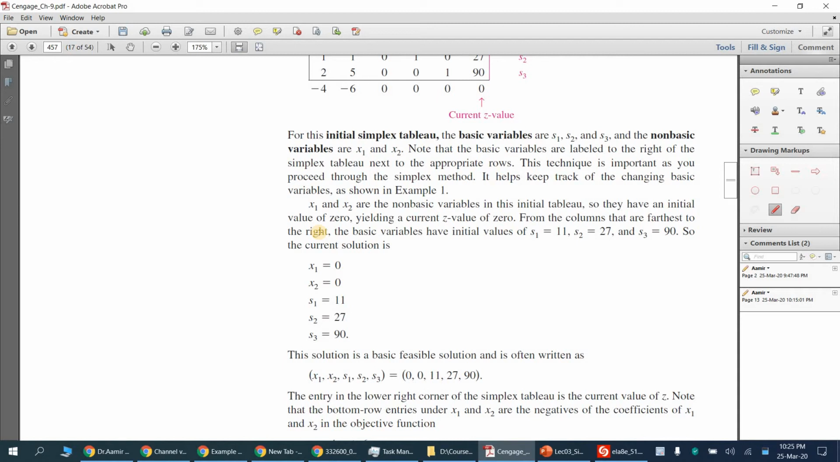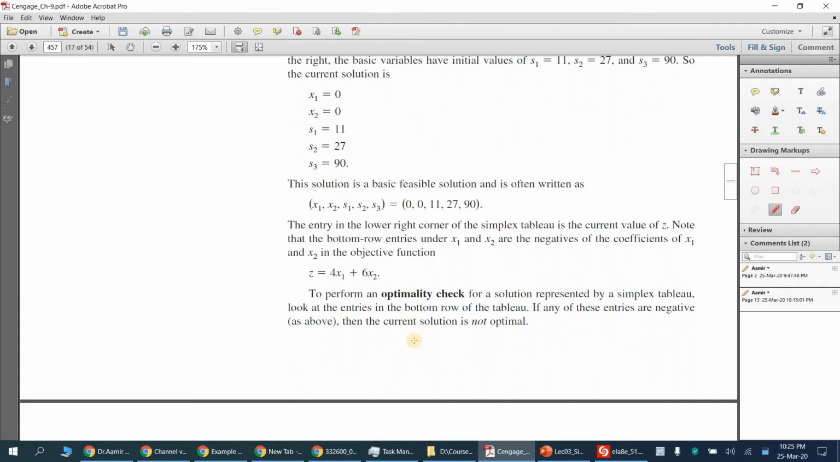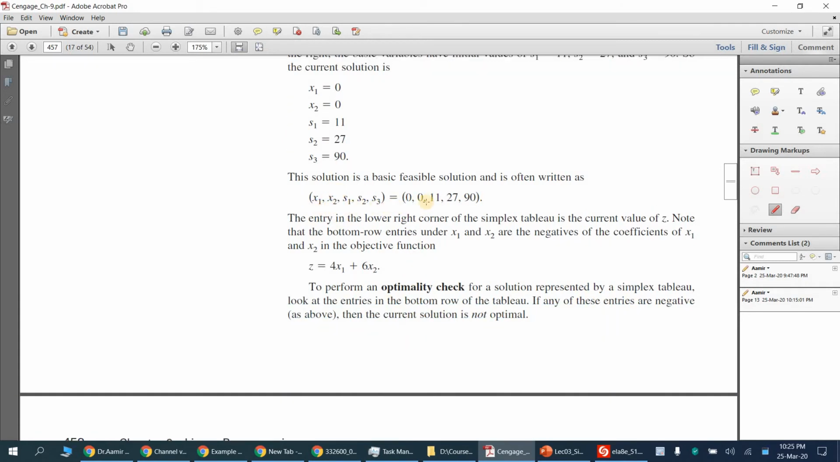One important thing that's shown in this book, which I think I didn't mention in the slides, is that the solution you can represent it like this also. This is a very good manner for representing a basic feasible solution. You write all your variables over here, then you write equal to, and you write the values in the same sequence. So here it is 0, 0, 11, 27 and 90. This is your bad solution, the initial one.